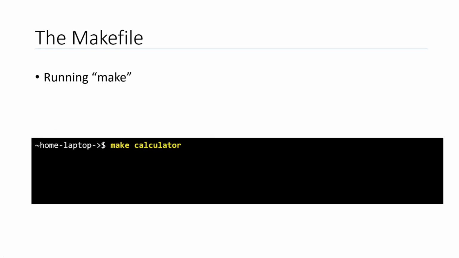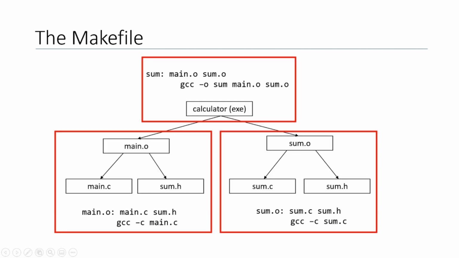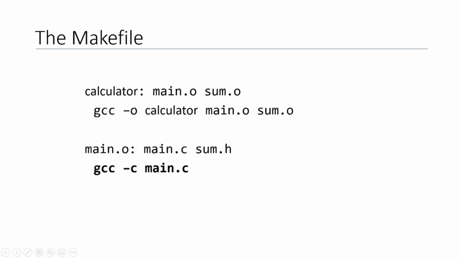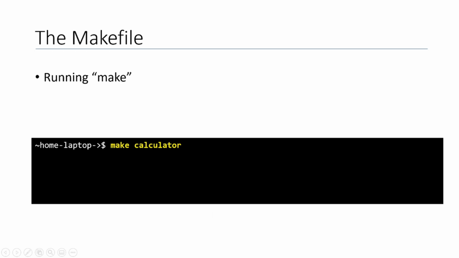Then you can just call the program make, and then the first tag that we defined, called calculator. Now if you noticed, that calculator is the very same name that we defined right here. And then when you call that, you will just run all the commands that we defined in the makefile.